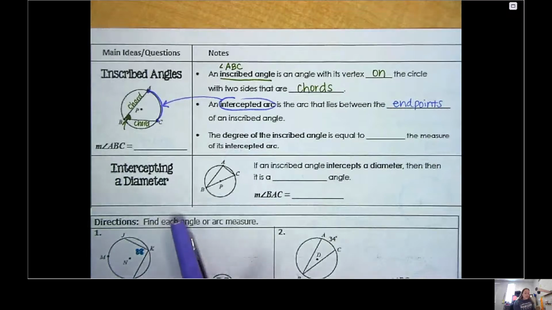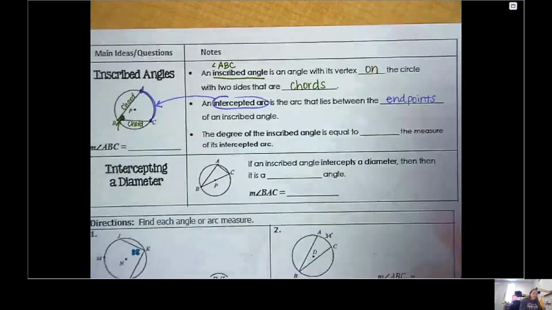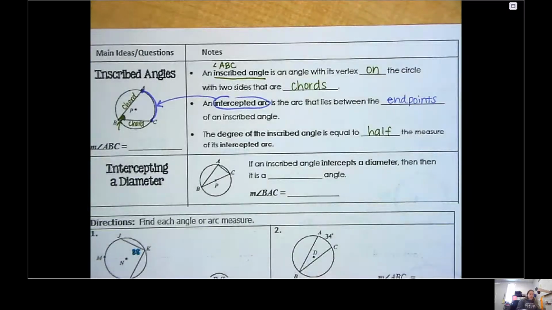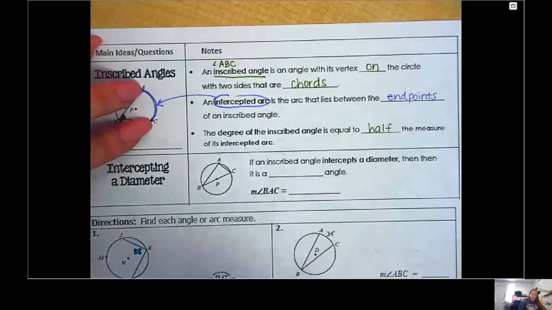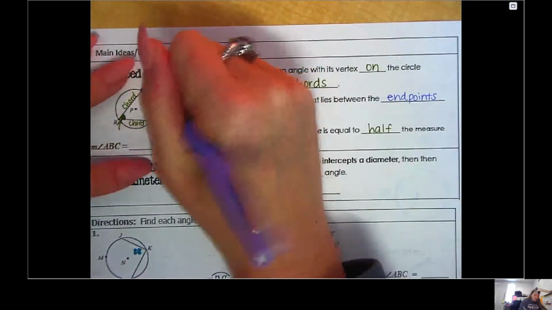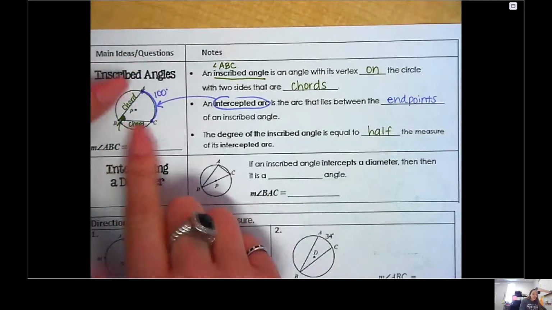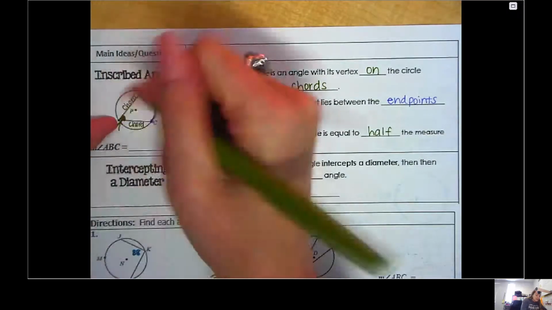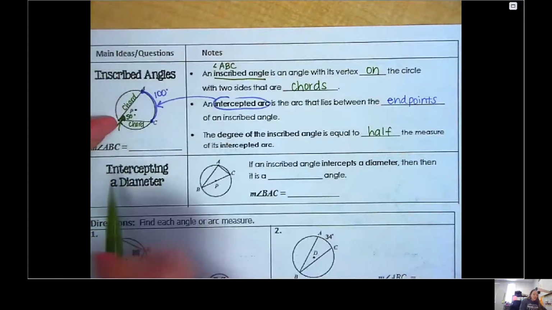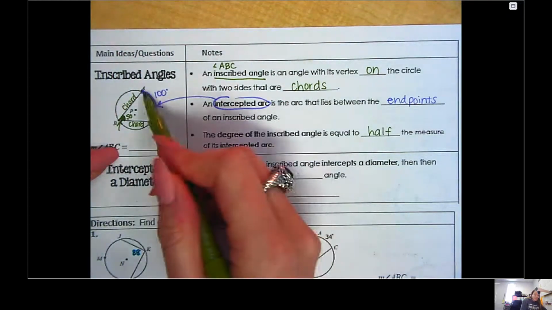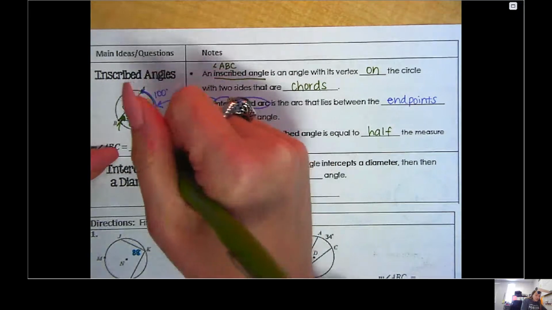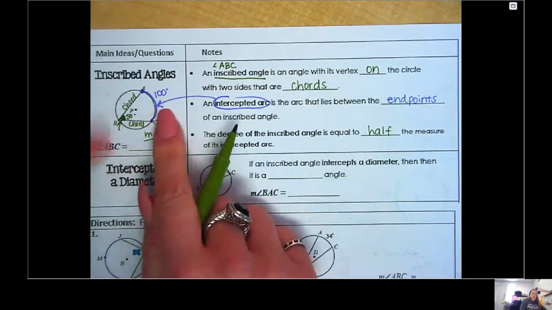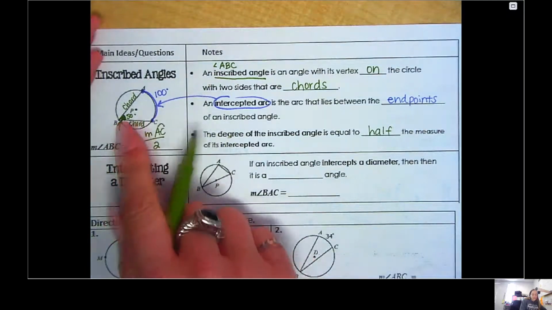The degree of the inscribed angle is equal to half of the measure of its intercepted arc. So here's what that means. If this arc measure right here was 100 degrees, then this inscribed angle right here would be half of it. So my inscribed angle would be 50 degrees. So to figure out this angle measure, you have to take the arc and divide it by 2, right? Take half of it. And vice versa, you go the opposite way. If I gave you 50, you would double it to get this answer out here.